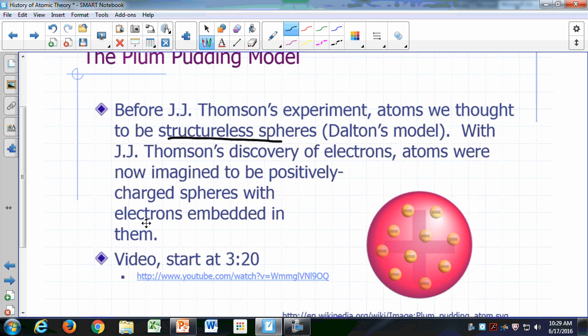With J.J. Thomson's discovery of electrons, they now imagine atoms to be positively charged spheres that have negatively charged electrons embedded in them. So here's a figure of a sphere with negative electrons embedded in it, just like you have plums in a pudding.